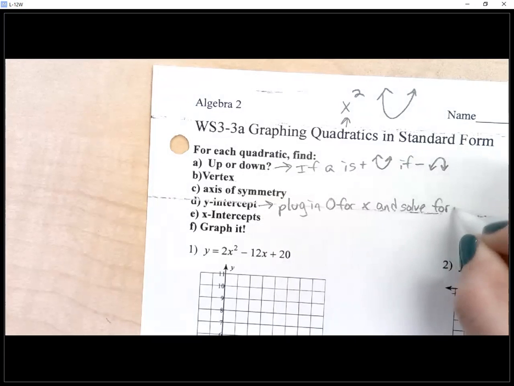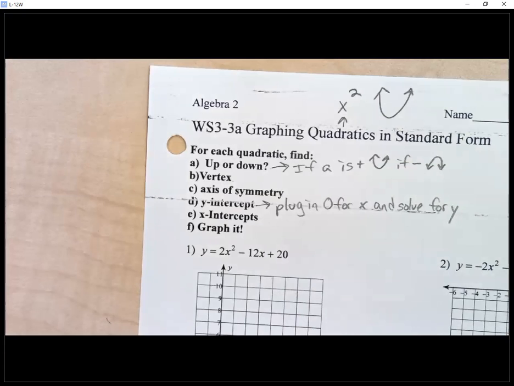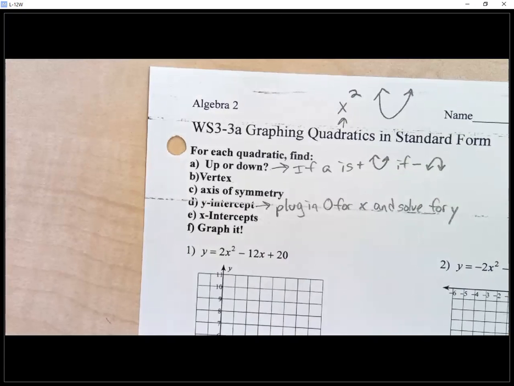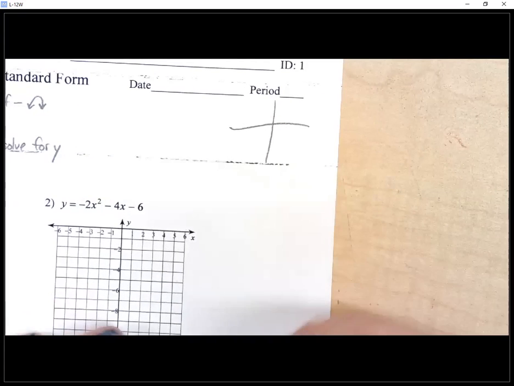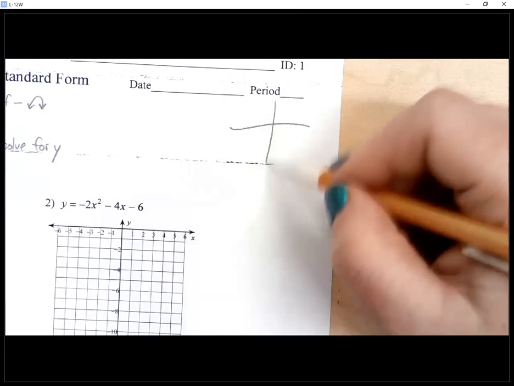Now, let me ask you this question. How many times can a parabola, a U shape, cross the y-axis? Once, you say? Try and draw it. Draw yourself a coordinate plane, and then draw yourself some different parabolas. See how many times it crosses the y-axis. That's the one that's going up and down, right?